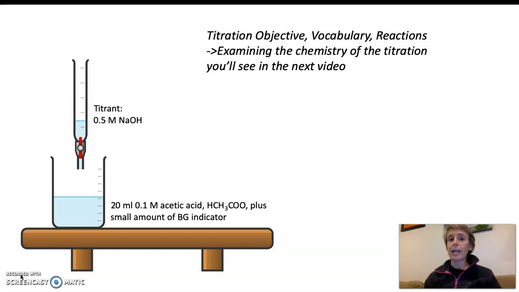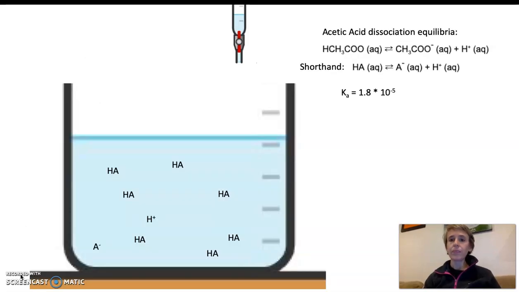So let's think about what's happening at the molecular level. I have a whole lot more acetic acid in the beaker than I do indicator. And the acetic acid is an acid. It dissociates, it loses its hydrogen ion, and that's governed by an equilibrium reaction and an equilibrium constant. Throughout this video, I'm going to be using the shorthand HA for the acetic acid just to make it simpler on my picture here. So HA is representing that protonated form of acetic acid, and it dissociates into acetate, A-, and hydrogen ions, and that equilibrium constant is 1.8 times 10 to the minus 5.